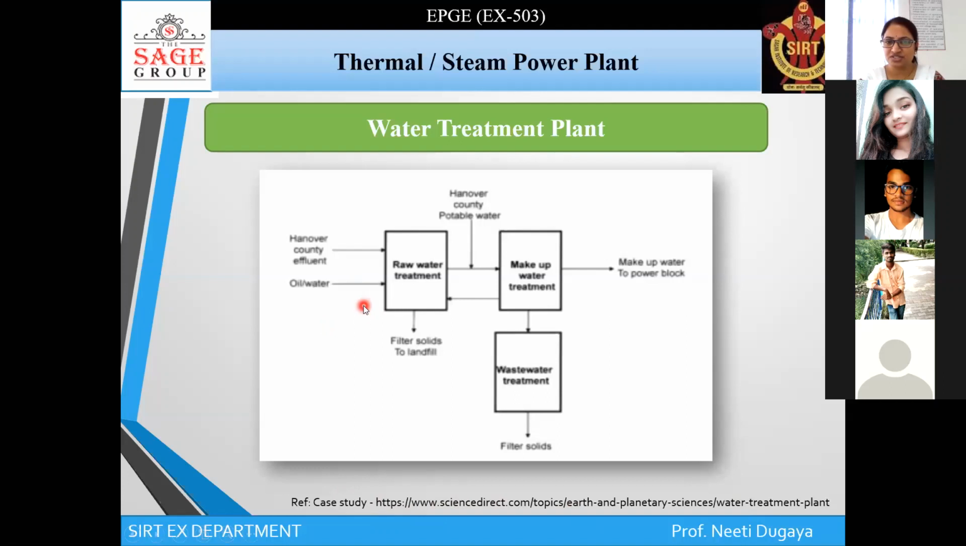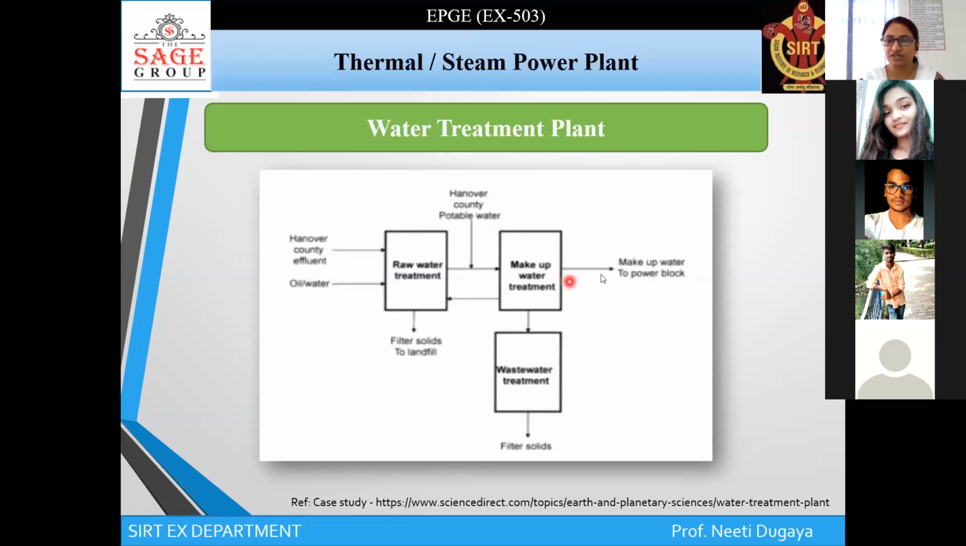It has some inputs and outputs. As input, we have given the oil and water, and the filter and water solids come out of it, and the potable water also. Potable means drinking water, I mean fresh water.